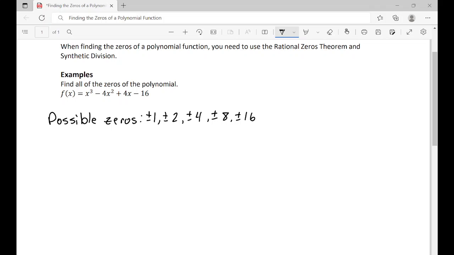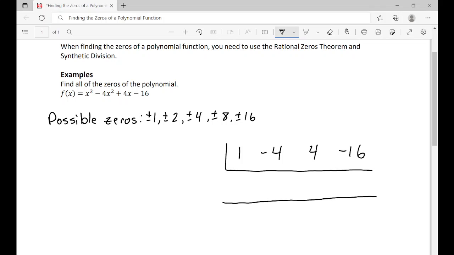And so set up my synthetic division. I have 1, negative 4, positive 4, and negative 16. Now I'm not going to go through all of them. I'm just going to go with the one that does work. In this case, 4, but you should try out some of them to see which work and which don't. You can kind of simplify it down by removing, like the 16 is most likely not going to work, so I wouldn't try that first. But 4 is going to work, and I'll show you how it does.